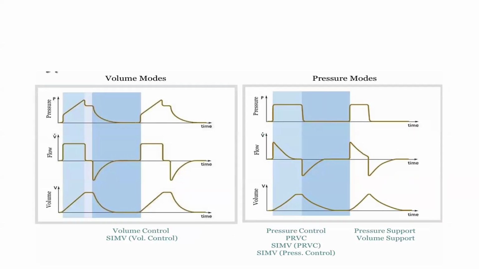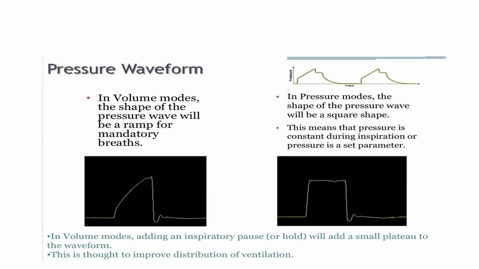In volume mode, the waveform will be like this. There won't be any plateau, but the pressure waveform will be ascending. In pressure mode, the pressure waveform will be square shaped. In volume mode, the shape of the pressure wave will be a ramp for the mandatory breaths. As I mentioned before, in pressure modes, the shape of the pressure wave will be square. This means that the pressure is constant during inspiration, or the pressure is a set parameter. In volume mode, adding a pause will add a small plateau to the wave. This is thought to improve the distribution of ventilation.